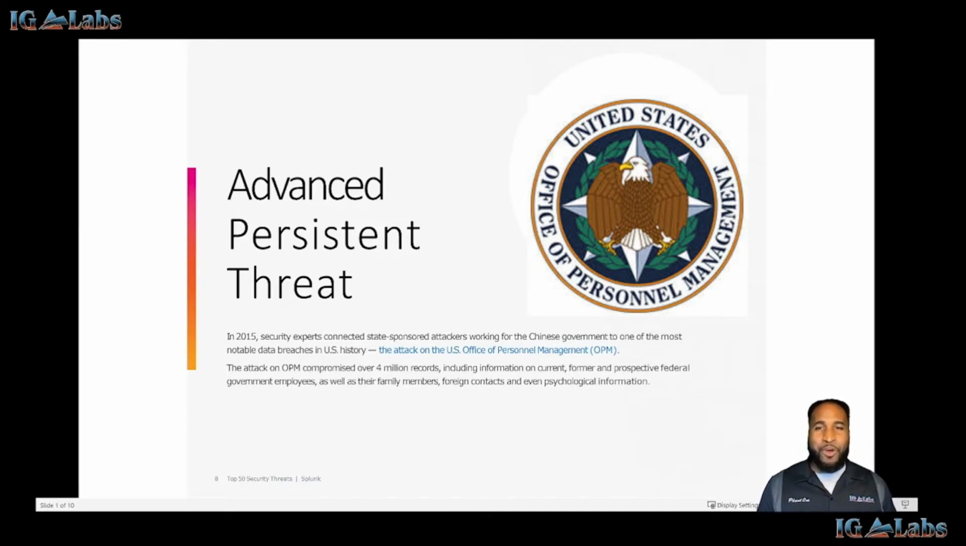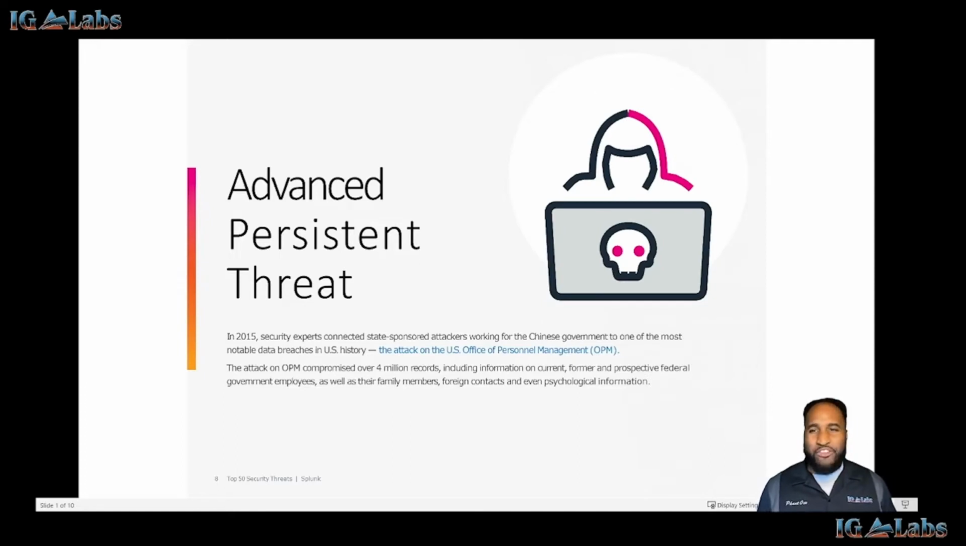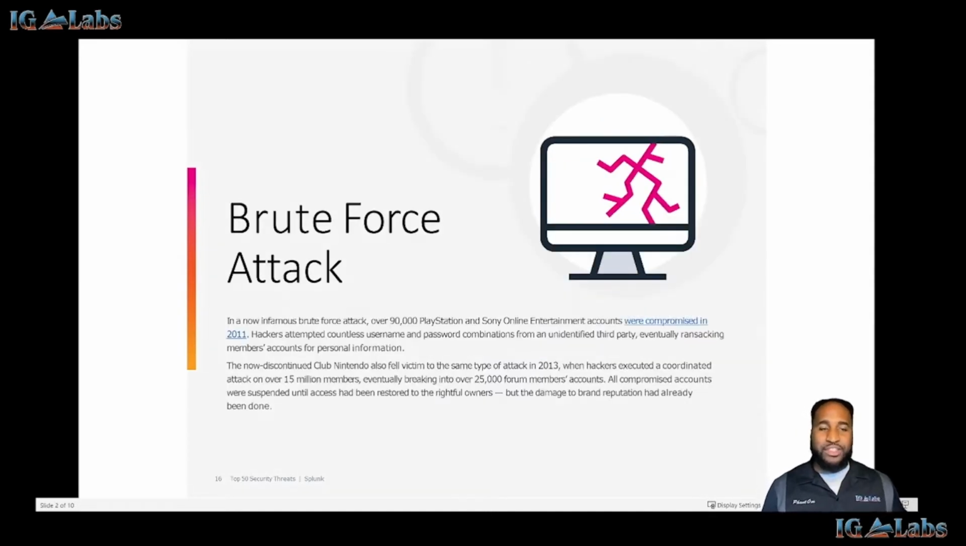The result of the breach of OPM was that it compromised over 4 million records of current and former federal government employees, and it revealed information such as family members, foreign contacts, and psychological information. So you could see why a nation-state actor would be interested in that type of information to further their intelligence gathering operations.